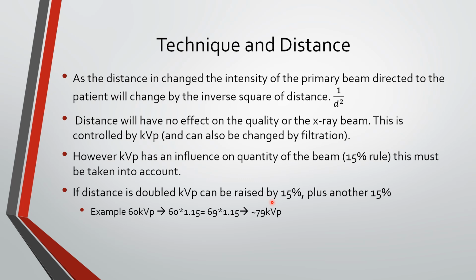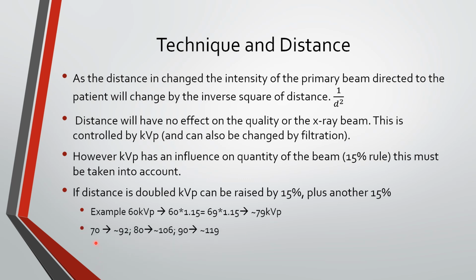raising the exposure to the IR by 4 times. Okay, so an example of the double 15% rule: we start at 60, we multiply by 15%, we multiply by 15% again. Now we've doubled it twice, which is quadrupling. Okay, and we've gone to 79 kVp. We've quadrupled the quantity of the beam, okay? Of course, we've changed the quality of the beam, how much penetration is going to occur too, okay? But we're not taking that into effect right now.